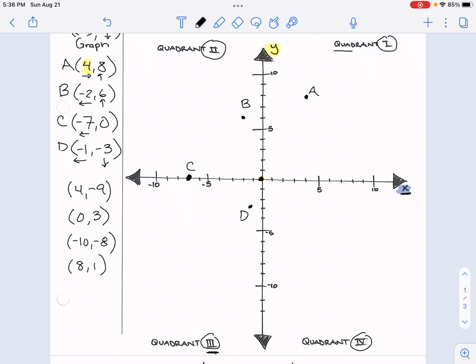All right, and let's also label our letters here so when we're looking back at our notes, we can see what is where. All right, here we go. A, B, C, D, E, F, G, H.